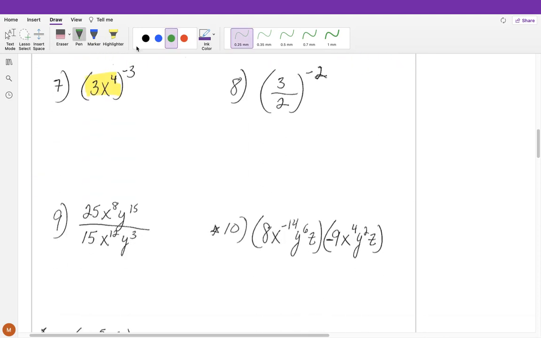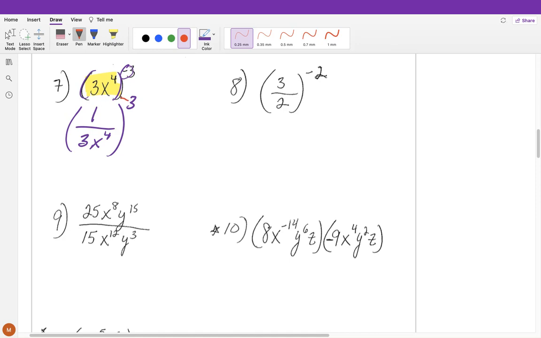For this one, though, everything is being raised to that negative 3rd power because it's in parentheses. So if I want to make this positive, the first thing I'm going to do is flip my problem that's on the inside. So I have 1 over 3x to the 4th being raised to the 3rd power. So by flipping the entire fraction, it's changing that entire power to a positive.